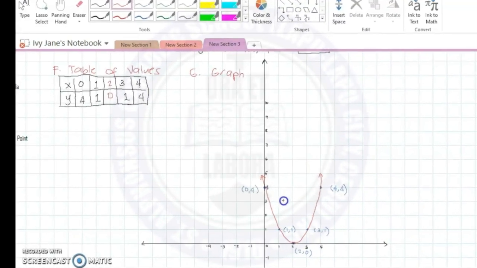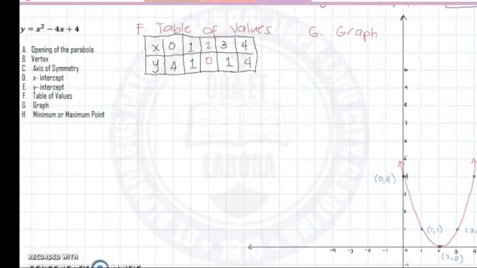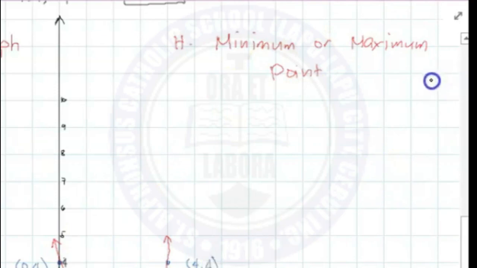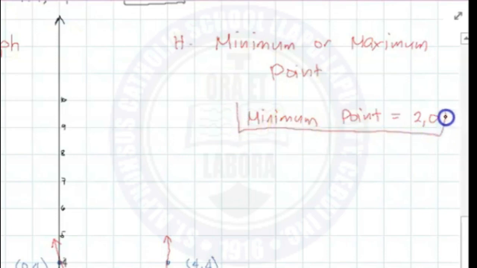And last step, we're going to find or identify the minimum or the maximum point. So, for letter H, the minimum or maximum point here, since our parabola opens downward, there's no maximum point and it only has a minimum point. Therefore, our minimum point is 2, 0. And box now your final answer. That would be all for example number 1.